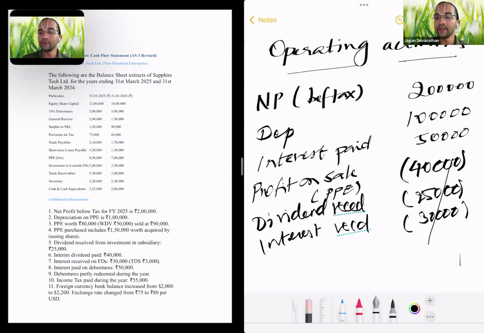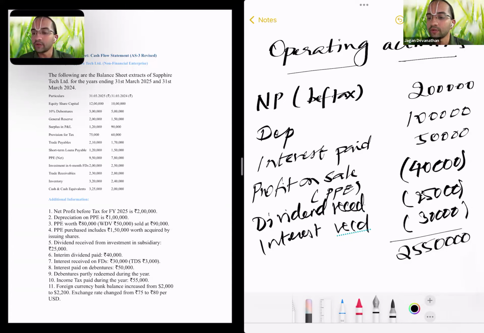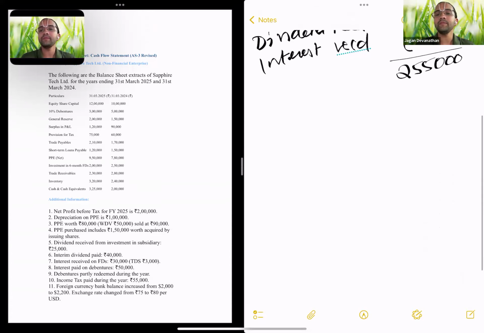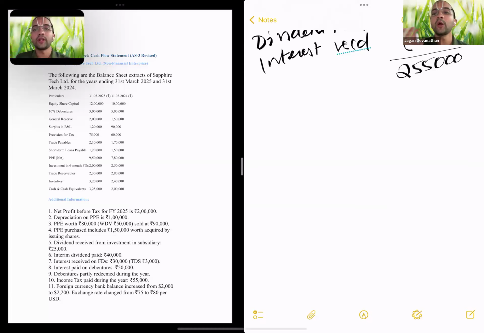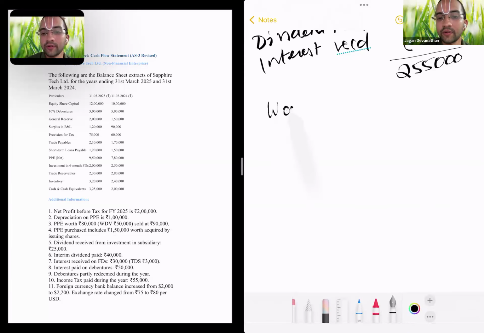Now, before adjusting working capital changes, the net profit and the adjustments total up to 2,55,000. Now we adjust for working capital changes.